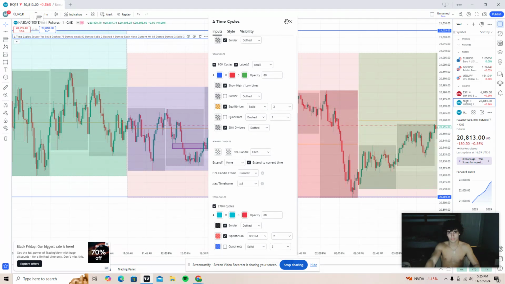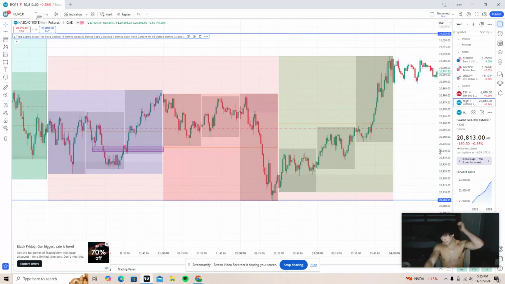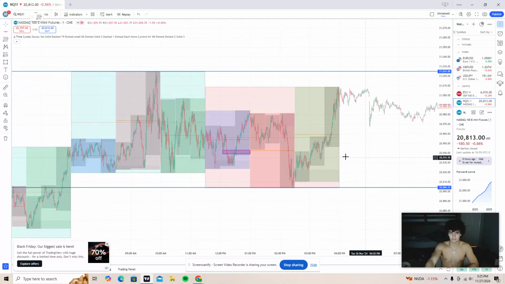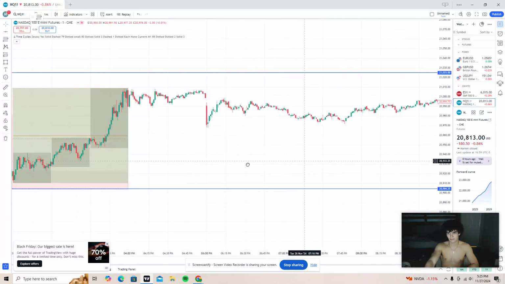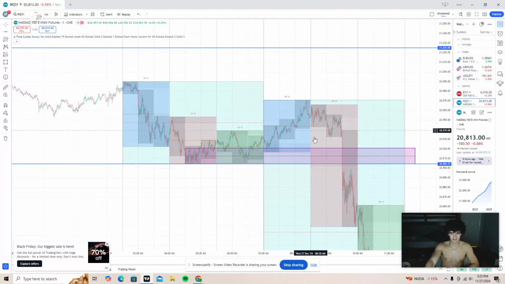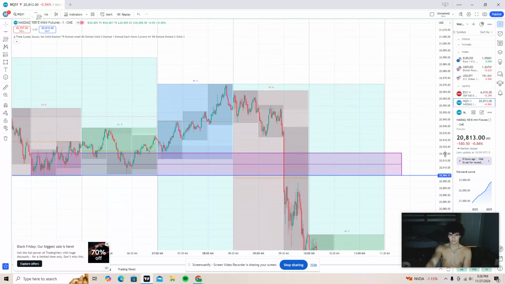But yeah, that's my best way to try and describe time cycles. Probably pretty shitty, but I'm sure you somewhat get it. I hope. Like it sweeps the high of it, you go for the low of it. I feel like it's pretty good. It's pretty simple. I'm not trying to overcomplicate it.